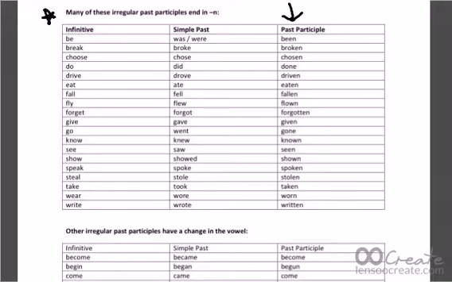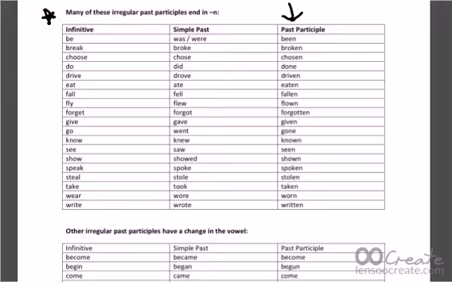broken, chosen, done, driven, eaten, fallen, flown, forgotten, given, gone, known, seen, shown, spoken, stolen, taken, worn, written.